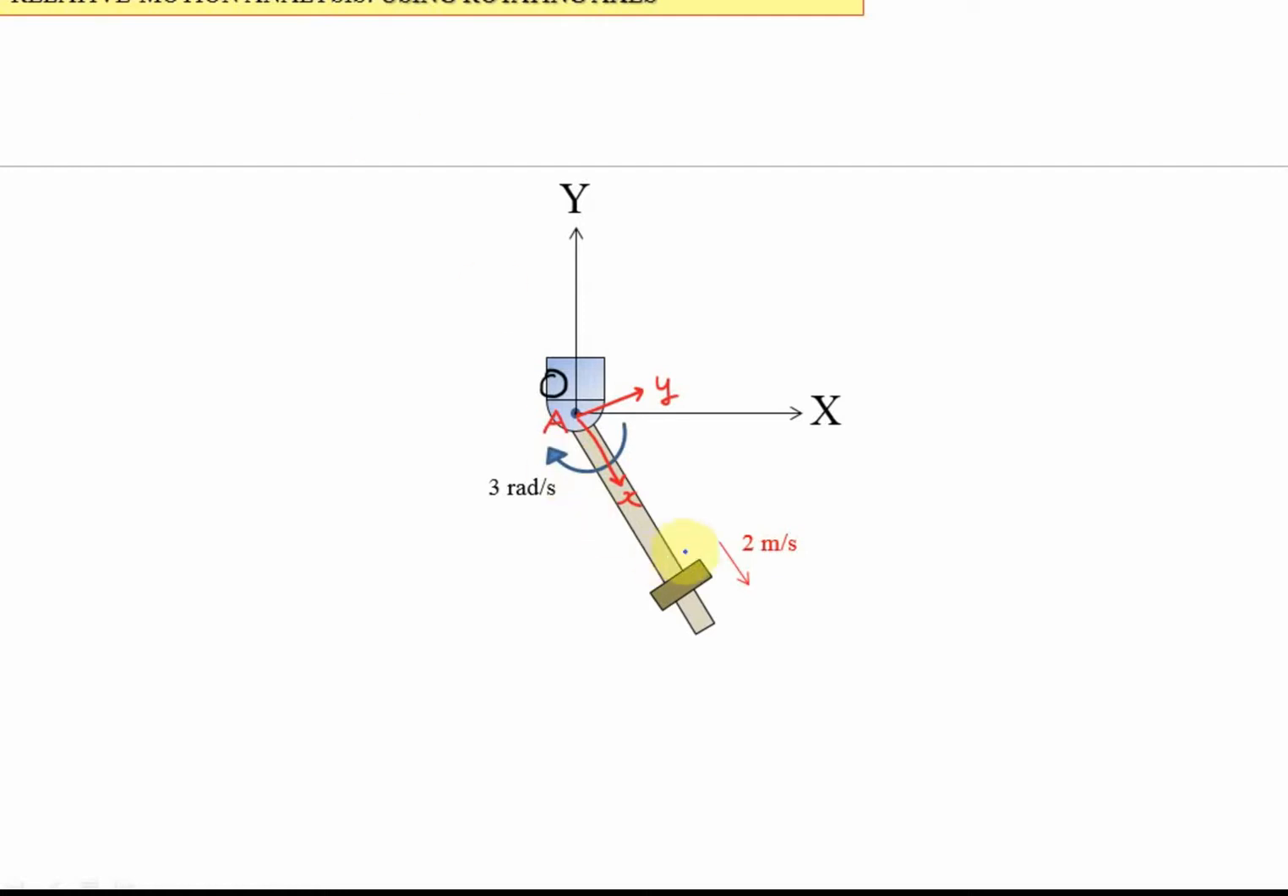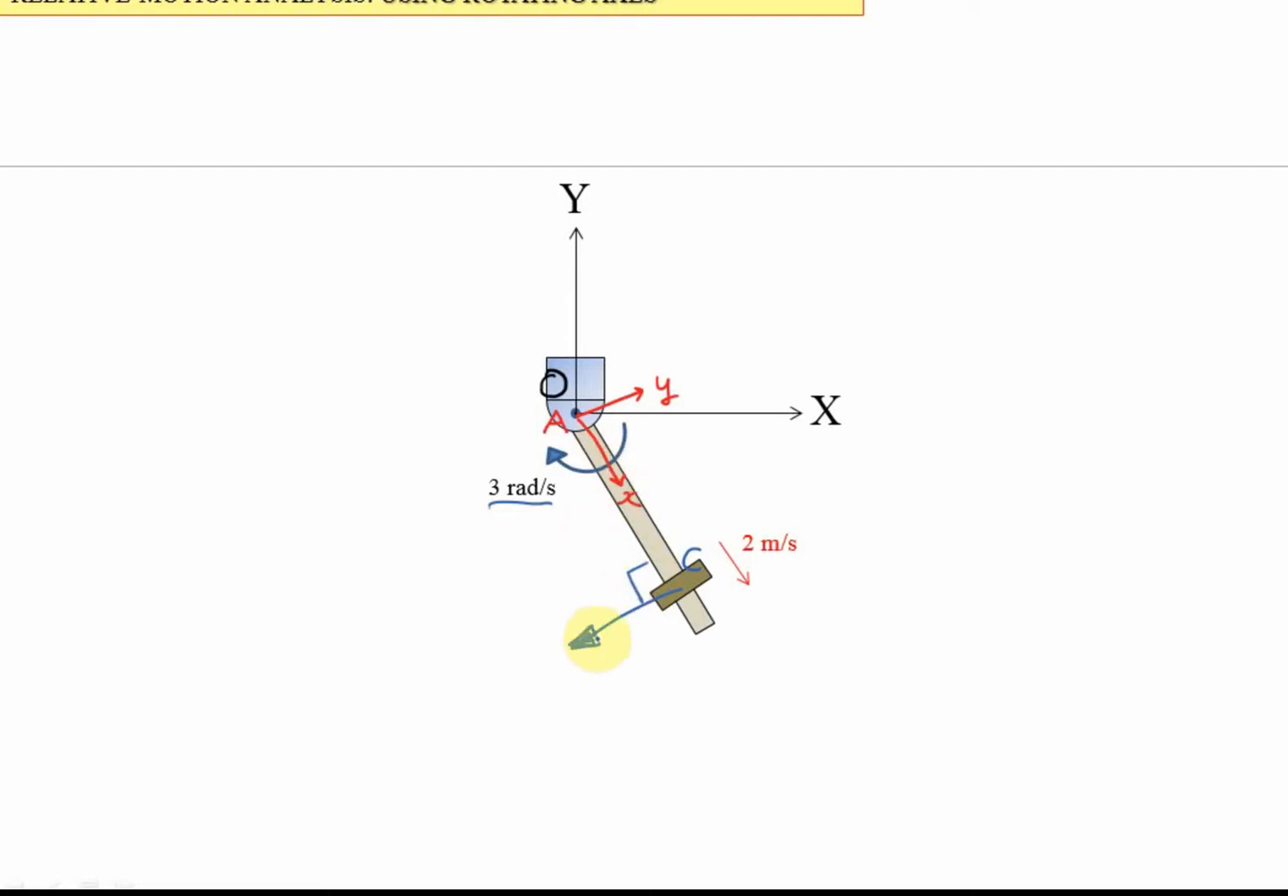Okay, then this is rotating, right? So the rod is rotating with a certain angular velocity. So the velocity of this object C has this velocity direction, right? So this is 90 degrees because this is rotating.